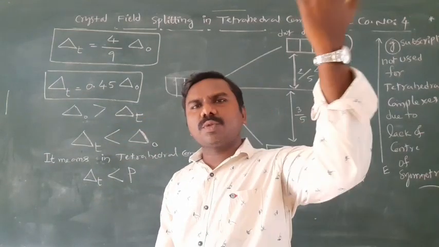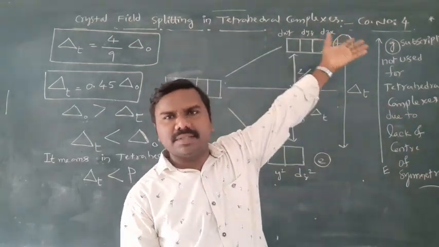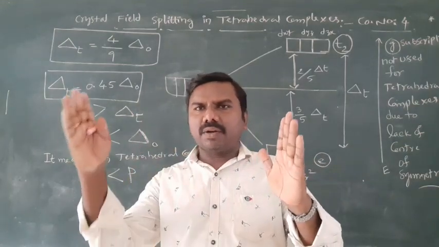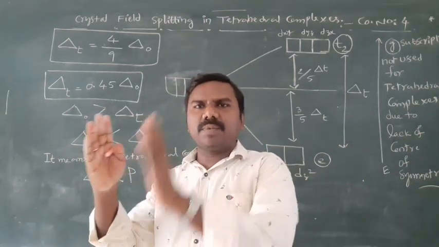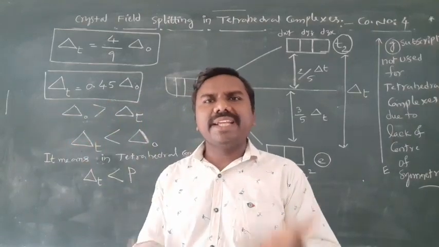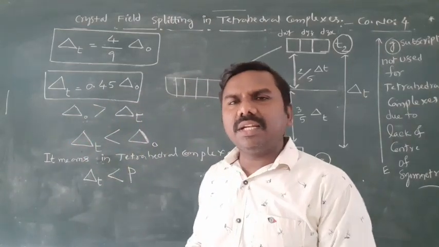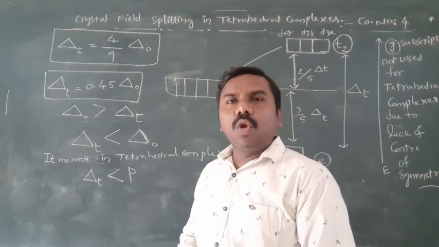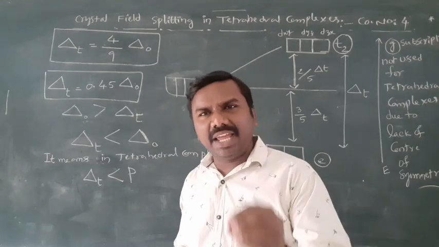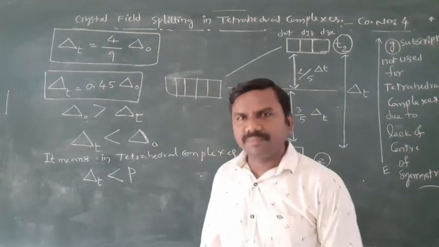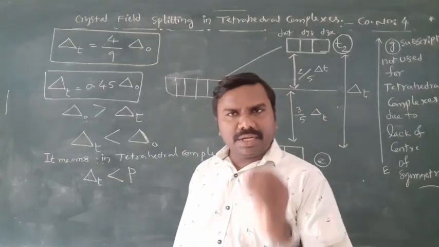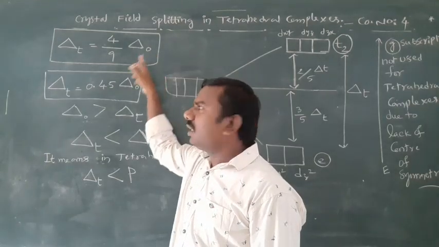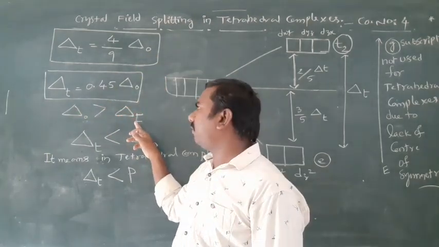More energy means difficult to pair. Difficult to pair means electrons will enter into higher energy levels. Difficult to pair means all are unpaired electrons only, obviously plus half, plus half, plus half, plus half. That indicates high spin only. It means in tetrahedral complexes, only high spin complexes are possible. Low spin complexes are very rare. Why? A very, very important question. The reason behind it is that in tetrahedral complexes, delta T is 4 by 9 times that of delta naught.